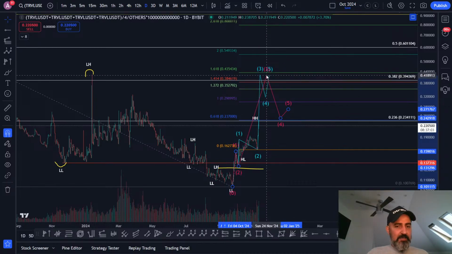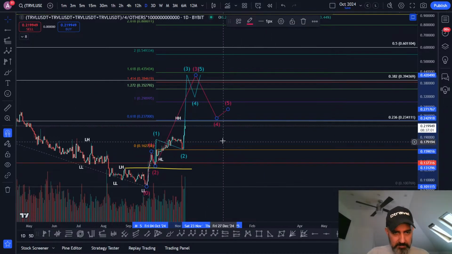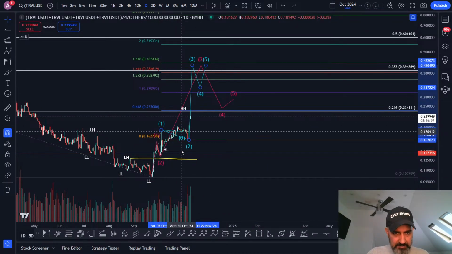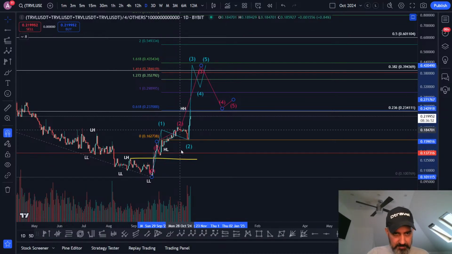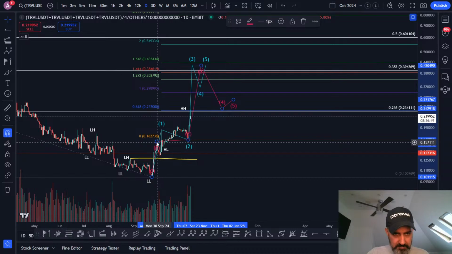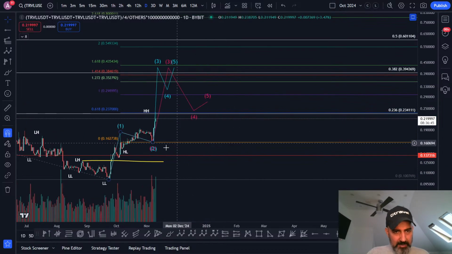I can't predict that, but at the moment, and actually this is not like that then, this is there. 1, 2, this is not like this, this is like this. This is like that. Yeah, this is better because that was the corrective move, wasn't it?